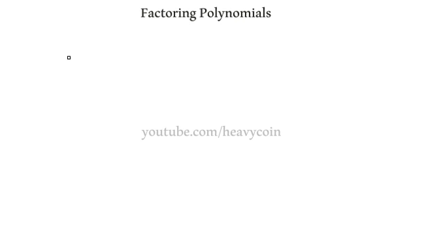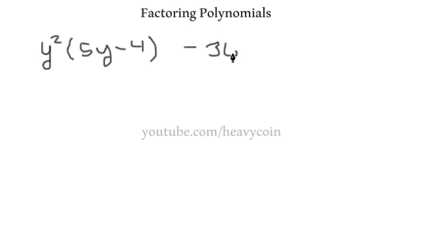Alright, let's look at this one. We've got y squared, 5y minus 4, minus 36, and 5y minus 4.